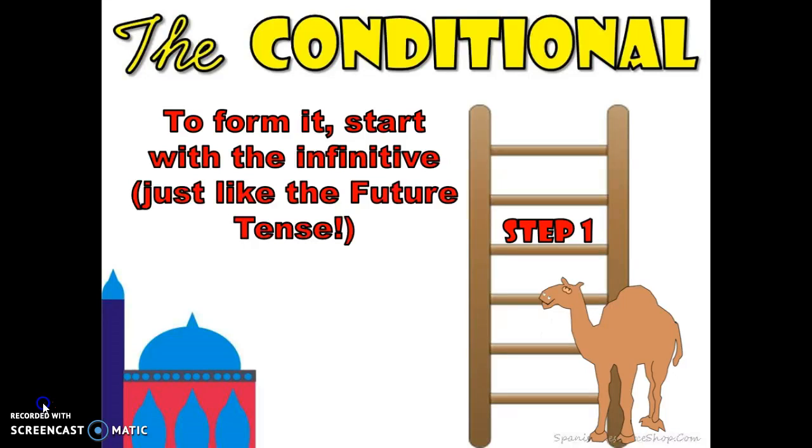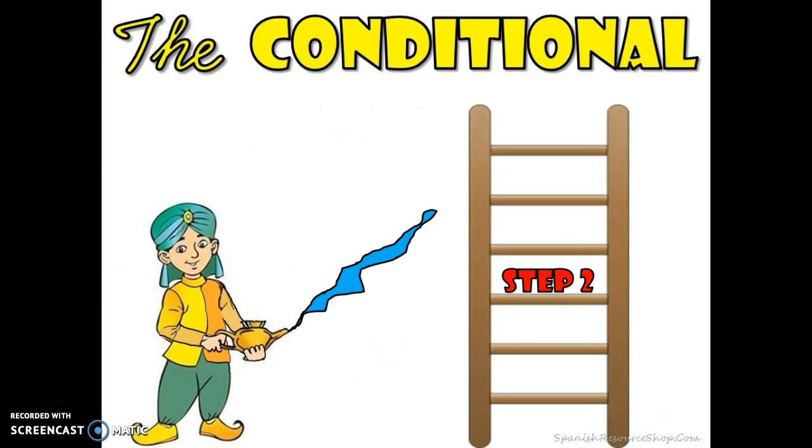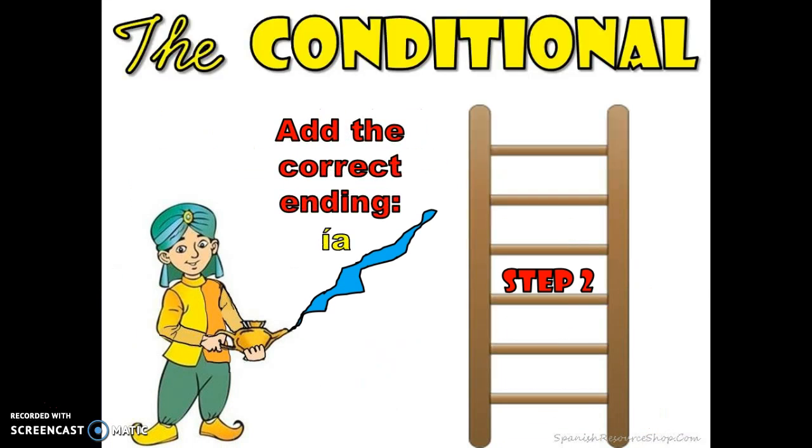So the first step, in order to form it, is you take a verb in the infinitive, just like the future tense. Okay, and I put just examples of infinitives right here. Hablar, comer, ir, vivir. So take any verb in the infinitive. And step 2 would simply be add the correct ending, which your endings in this case are ía, ías, ía, íamos, ían. Okay? So it functions just like the future tense. All you have to do is take a verb in the infinitive and add the appropriate endings. Ía, ías, ía, íamos, ían. Don't these look familiar? These actually are your imperfect tense endings for ER and IR verbs, if you remember.